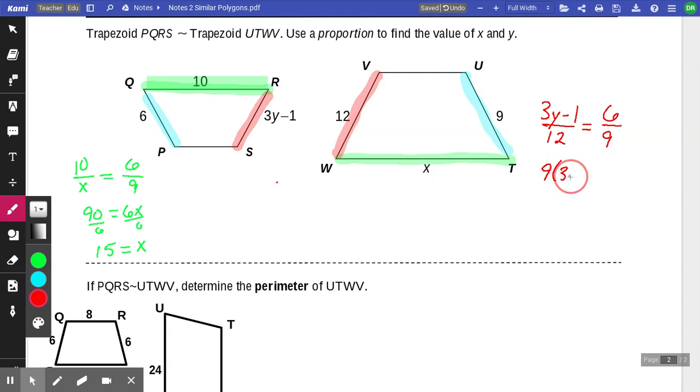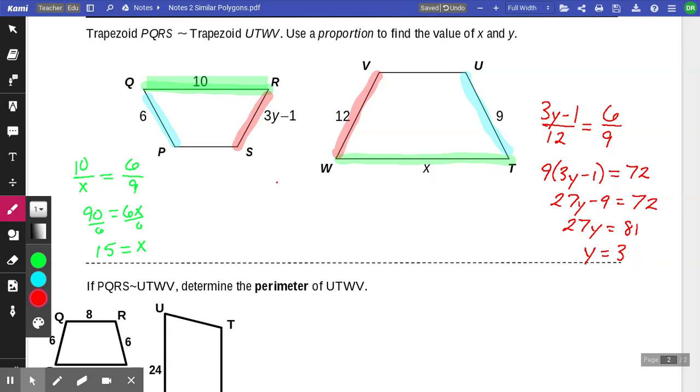We'll take 9 times 3y minus 1. And you notice here we're going to have to distribute. On the right side, 12 times 6 is 72. Distribute through, you get 27y minus 9 equals 72. Add 9 to both sides, 27y equals 81. And divide by 27 to get y equals 3.